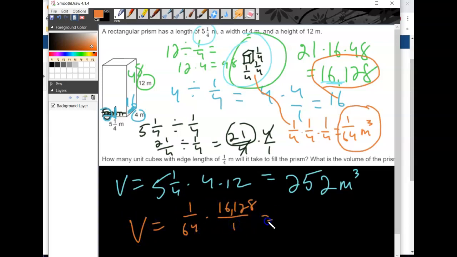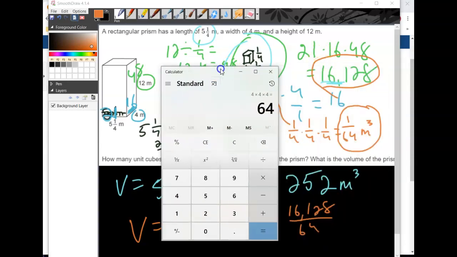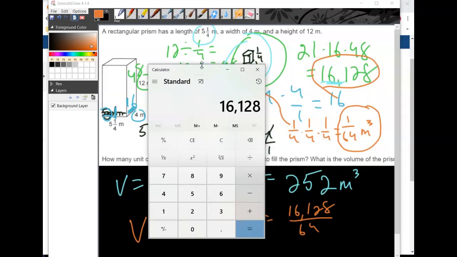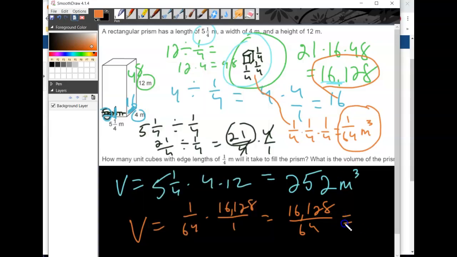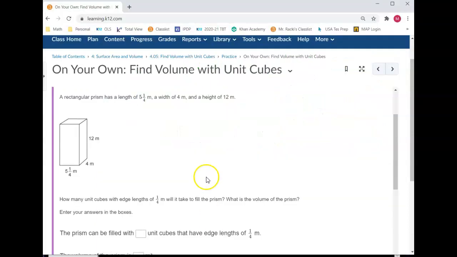And that's just over 1. So basically, it turns it into dividing. 16,128 divided by 64 should be the same as 252, the same as getting the volume the other way. So let's double check. We have 16,128 divided by 64, and we get 252 meters cubed. Okay, so that's the number of cubes, that's the volume. That's what they were asking for.